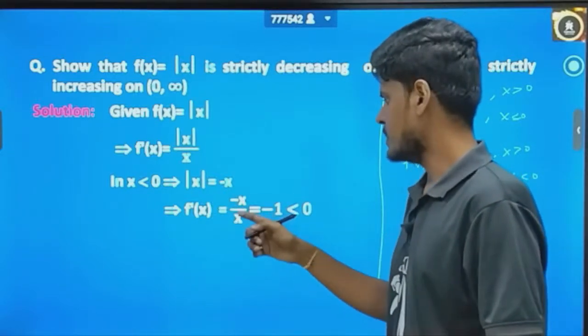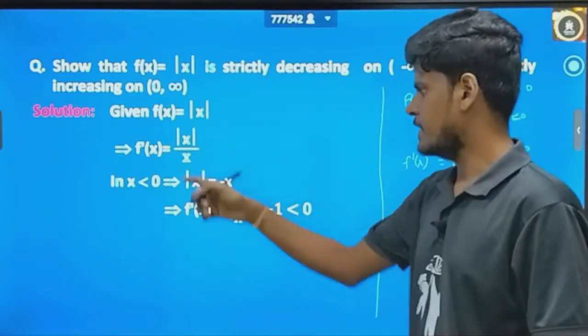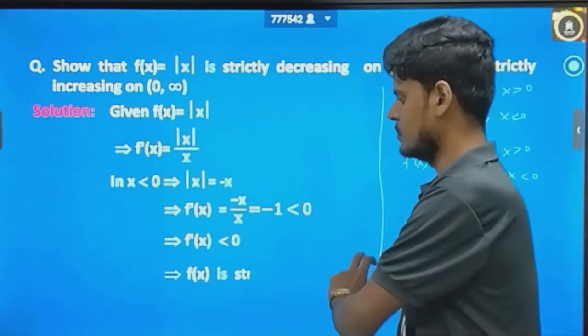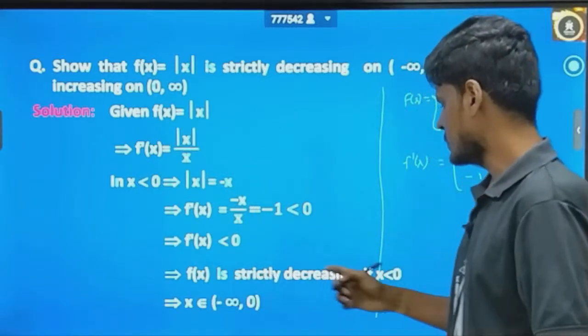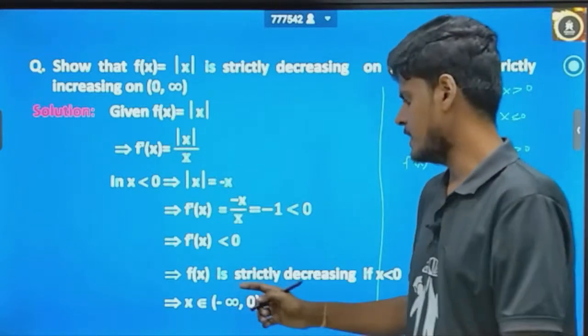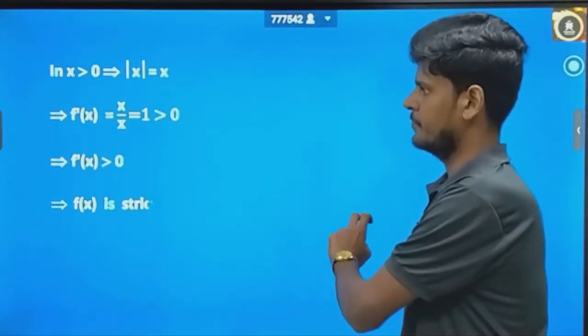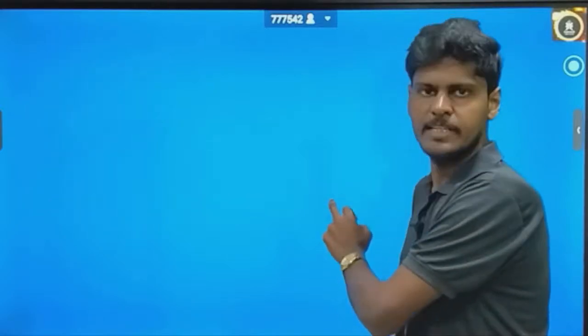So from this we can write f dash of x is equal to a negative number when x is less than 0 and a positive number when x is greater than 0. So f of x is decreasing when x is less than 0 and increasing when x is greater than 0. That is it, easy.